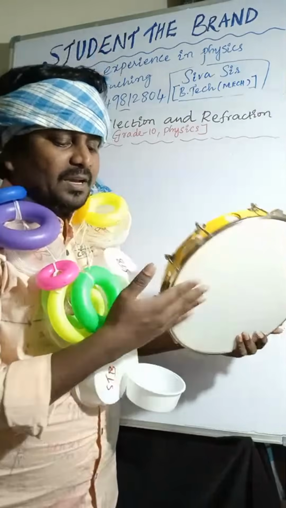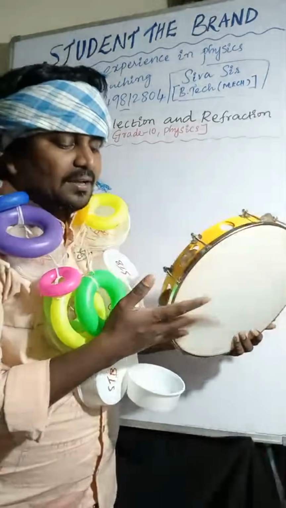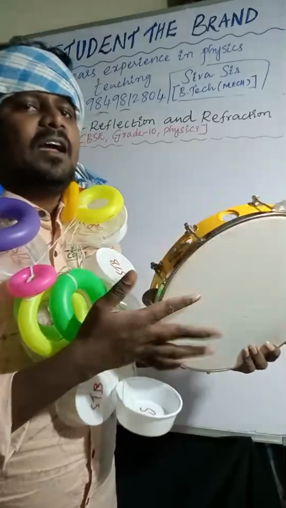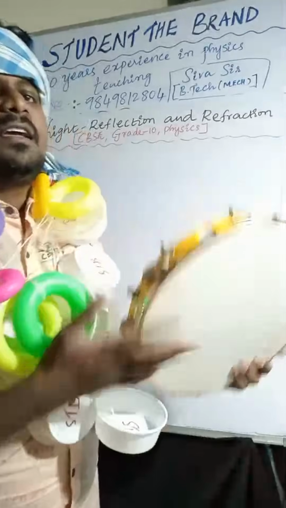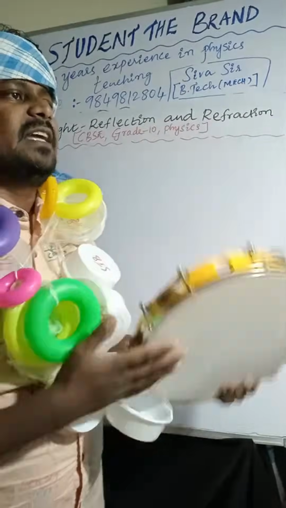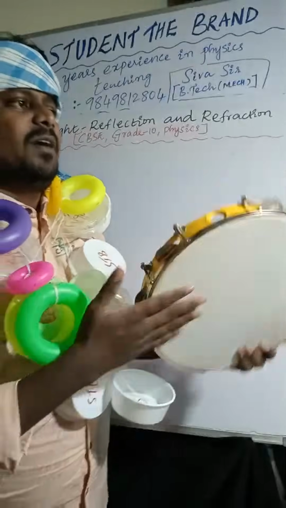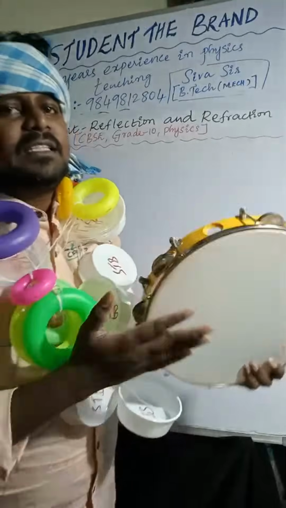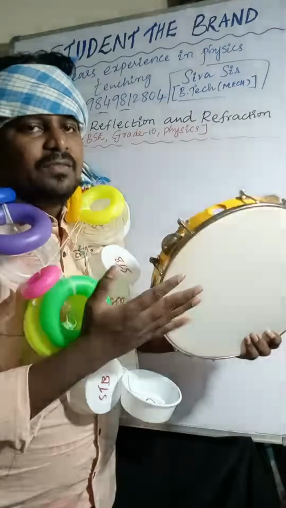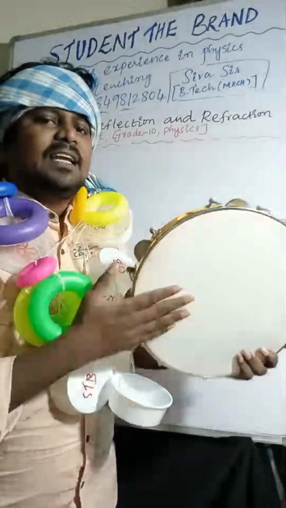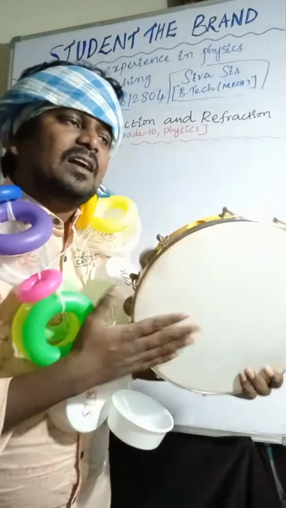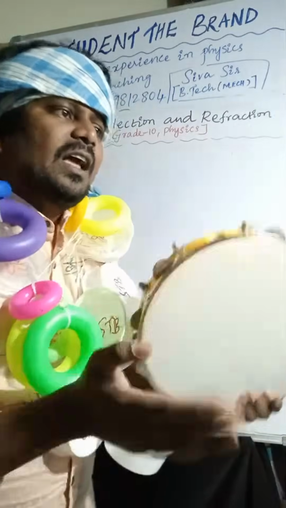Myopia. Near distance we can see, far distance we can't see. For that correction we are using a concave lens.